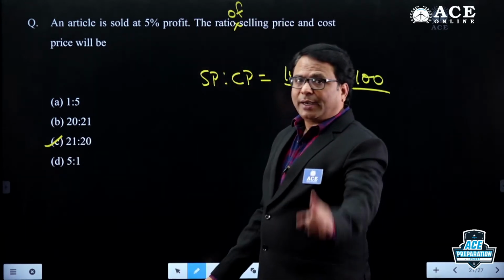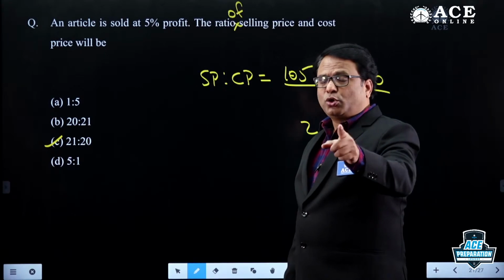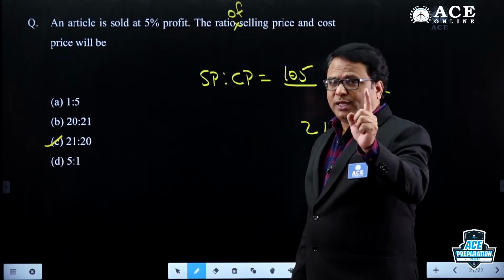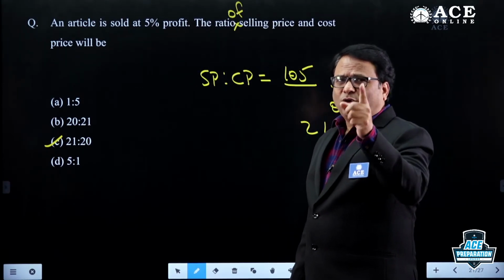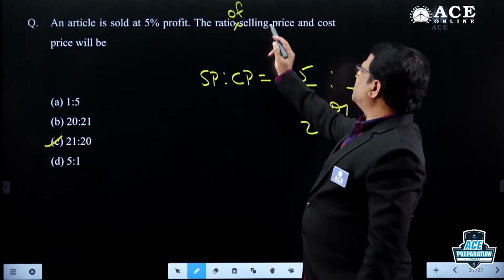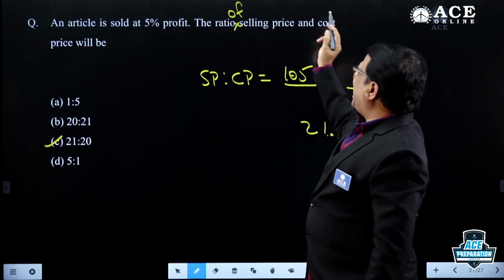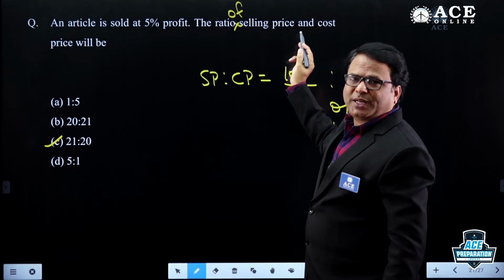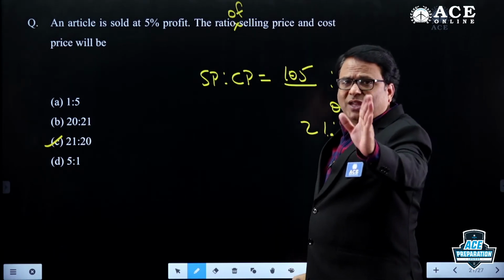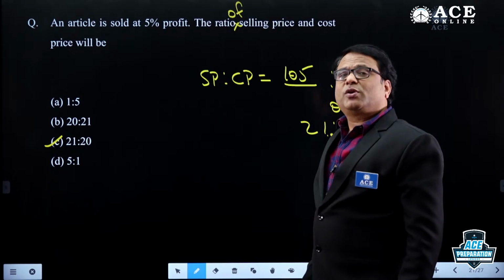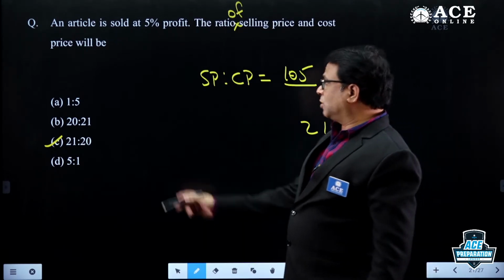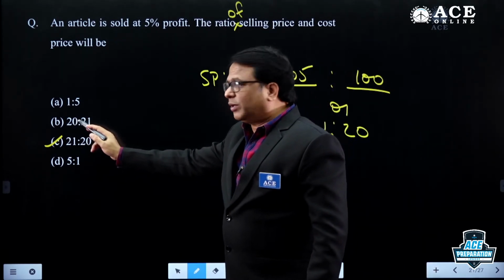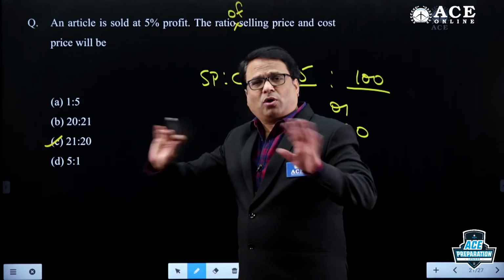And remember, whenever you write the ratio, you have to follow the order given in the problem. And what is the order given in the problem? First it talks about selling price, and later it talks about cost price. So the answer must also be given in the same order. Suppose you give the answer as 20:21, which is also there in the choices, then you are wrong.